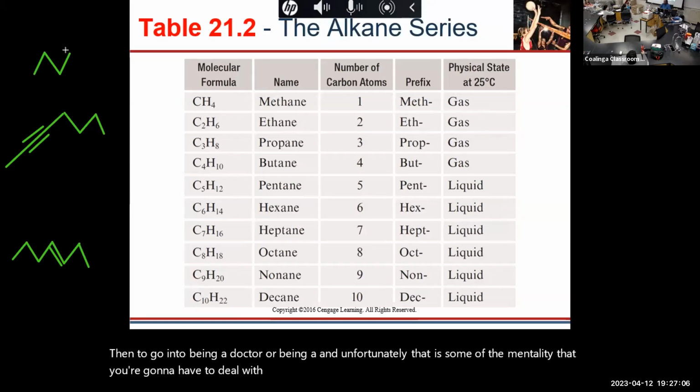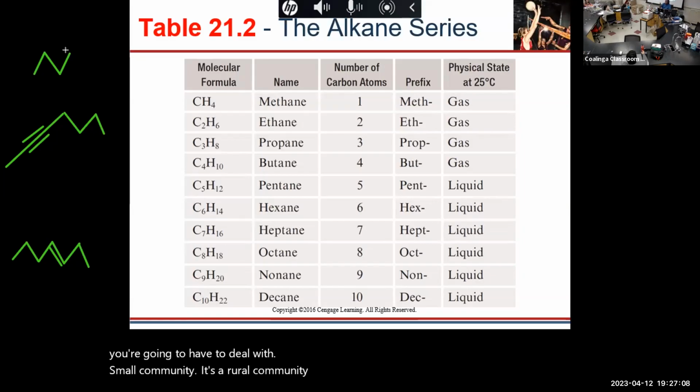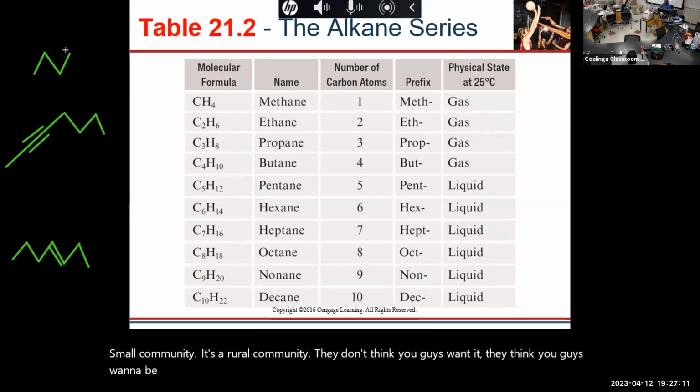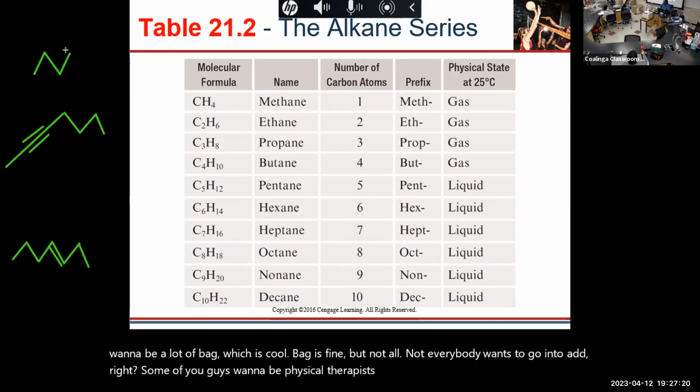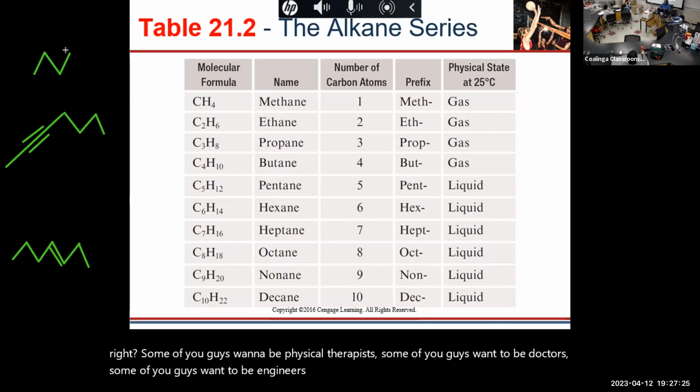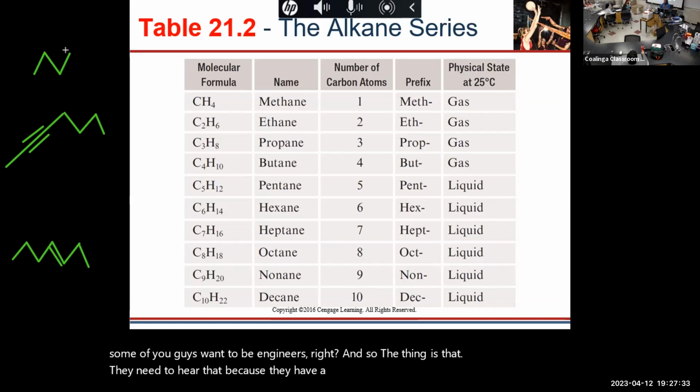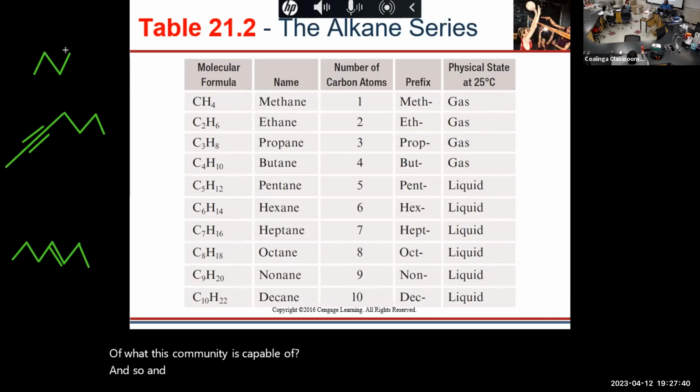It's a small community, it's a rural community. They don't think you guys want it. They think you guys want to be ag, a lot of ag, which is cool. Ag is fine, but not everybody wants to go into ag, right? Some of you guys want to be physical therapists. Some of you want to be doctors. Some of you want to be engineers, right? And the thing is that they need to hear that, because they have a preconceived notion of what this community is capable of. And it's been one of the things that we've been battling.